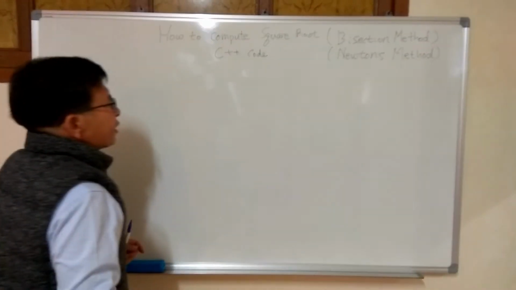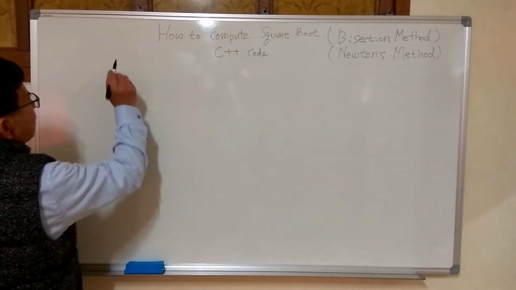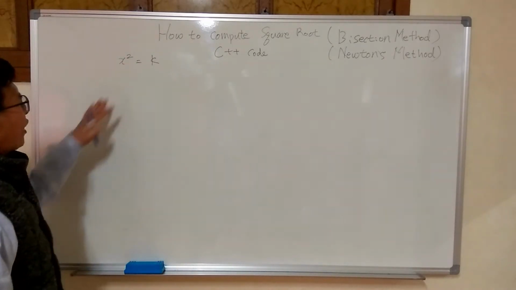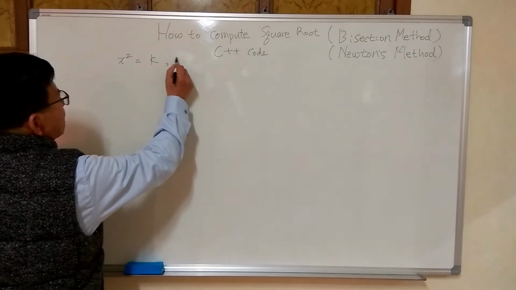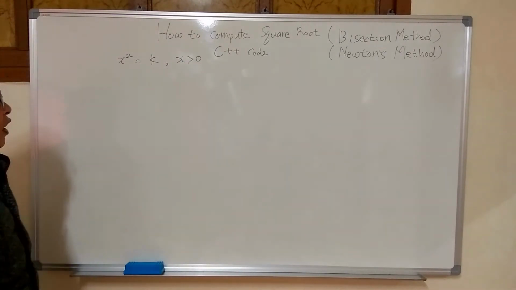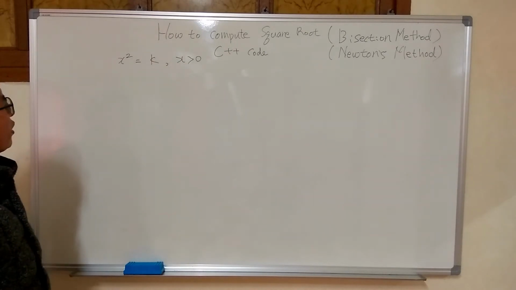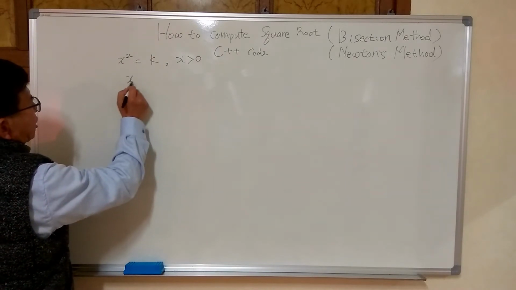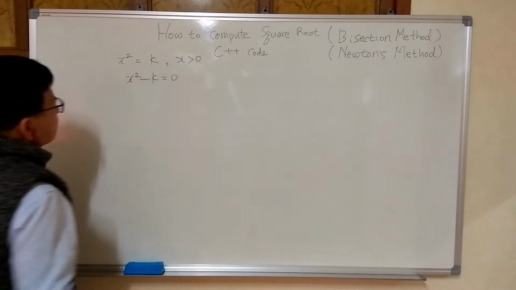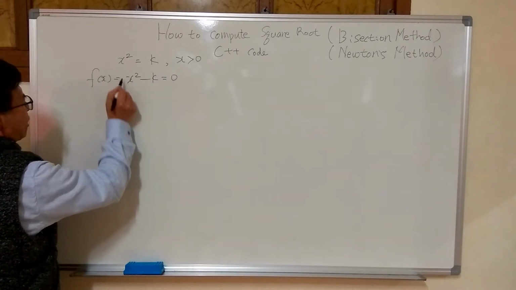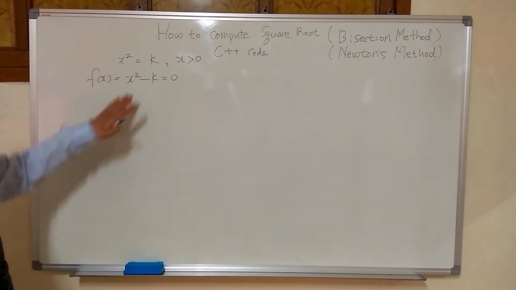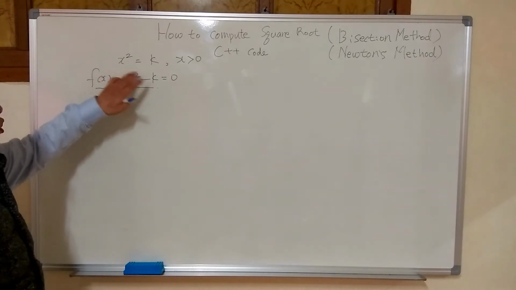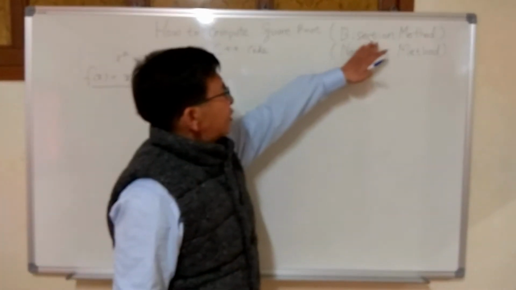In the case of the bisection method, it is something like this. We are going to solve, for example, x squared equals k. We are going to find the square root of k, where x is greater than 0. We will limit the range so x should be greater than 0. In such a case, if we put it on the left-hand side, it becomes x squared minus k equals 0. So we let f(x) be like this. We are solving this problem to find the square root using the bisection method.